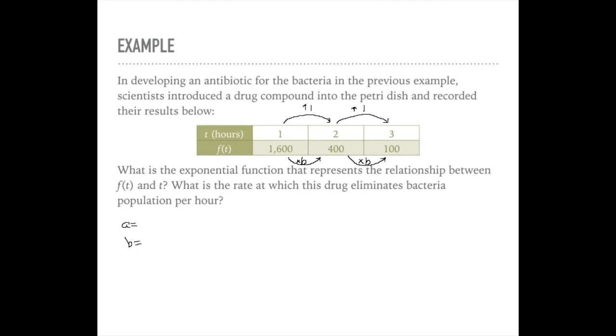So that means I'm going to look for 1600 times my b to equal 400. Or you could have done the other way, 400 times b equals 100. You get the same answer. Dividing both of them by 1600, this cancels out, leaving me a b value of 1/4 or 0.25. They weren't specific about having a decimal form or fraction form, so I'm going with 1/4.